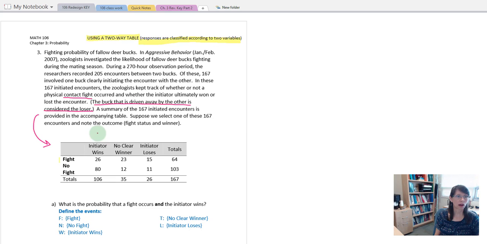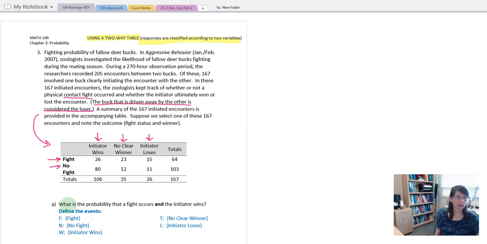The different events are initiator wins, or no clear winner, or the initiator loses. Remember, losing is determined by the buck that is driven away. The other two events are a fight occurs or no fight occurs. So you can see there are 5 different events, and if we list those, it will make calculating the probabilities a little easier and more organized for us.